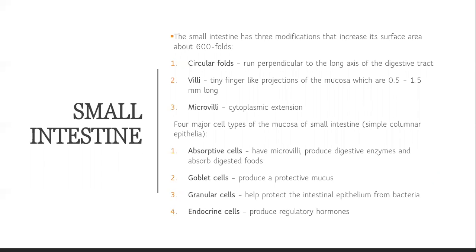Then we also have four major cell types that are found in the mucosa of the small intestine. We have the absorptive cells, which have microvilli, produce digestive enzymes, and absorb digested foods. We also have the goblet cells that produce mucus. We have the granular cells that protect the epithelium from bacteria. And lastly, we have the endocrine cells that are important in producing regulatory hormones found in our intestine.